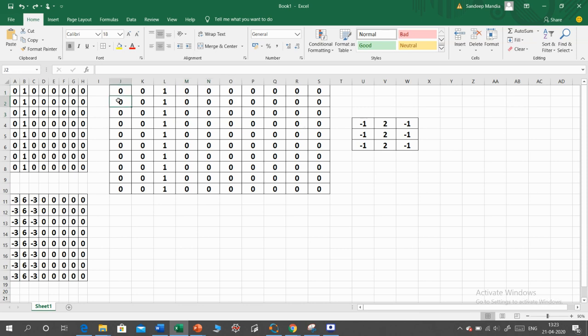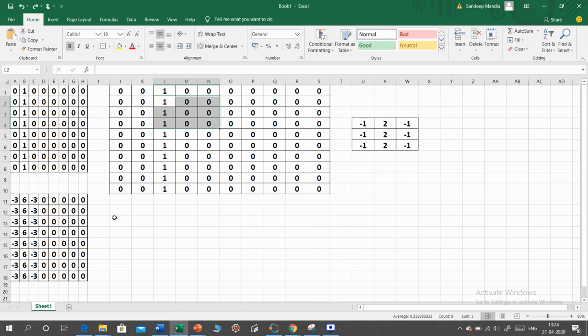Then we go to the next row. So next row it will be these 3 and these 3. Again the response will be minus 3, and next if I slide it in the right hand side it will be 6. Then if I slide it further it will be minus 3, and then the remaining 0. So on, if we run this mask through this image, then we will get this response.